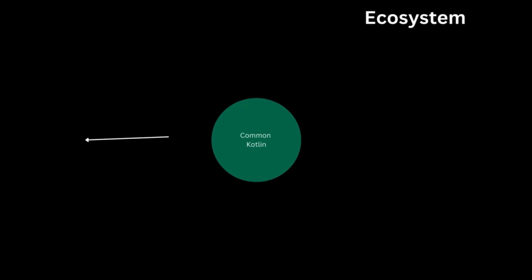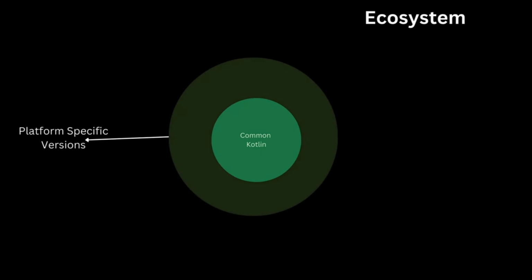And secondly, we have platform-specific versions. To interact with specific platforms, there are dedicated versions of Kotlin tailored for each particular platform. We have Kotlin JVM, which is Java Virtual Machine. We have Kotlin JS, which is JavaScript, and Kotlin Native. These platform-specific versions serve as extensions to the Kotlin language and come with their own set of libraries and development tools. They allow developers to seamlessly target different environments while leveraging the power and flexibility of Kotlin.